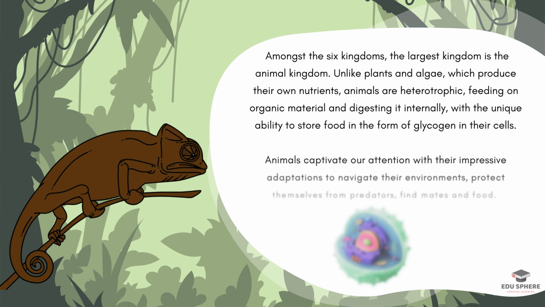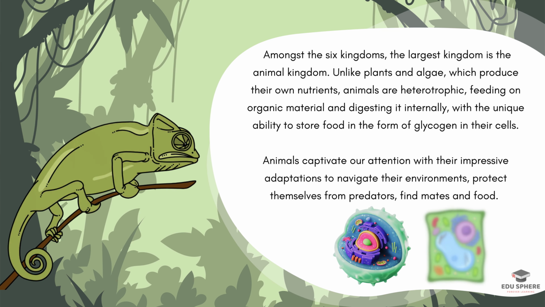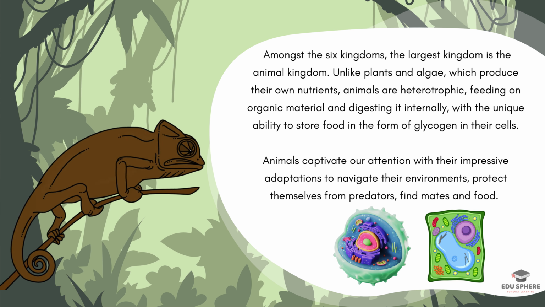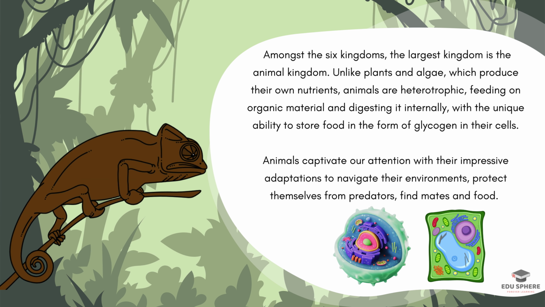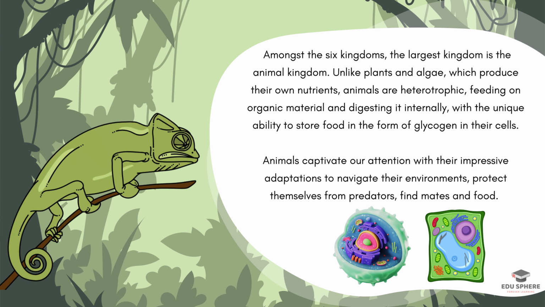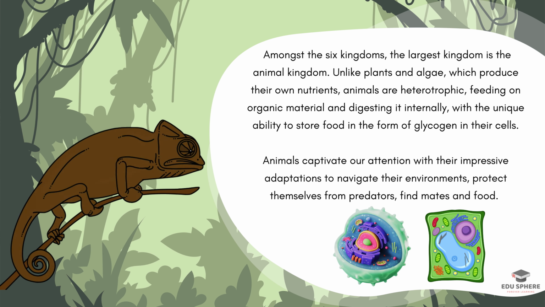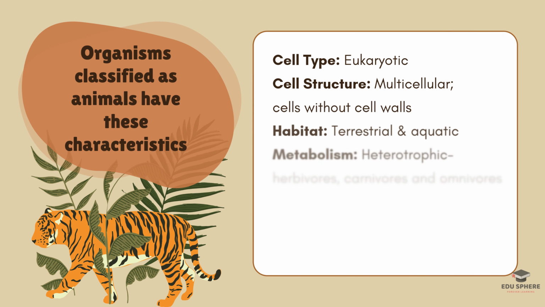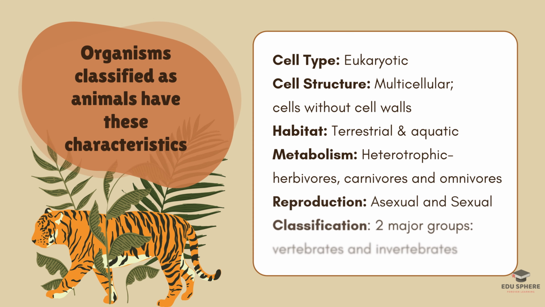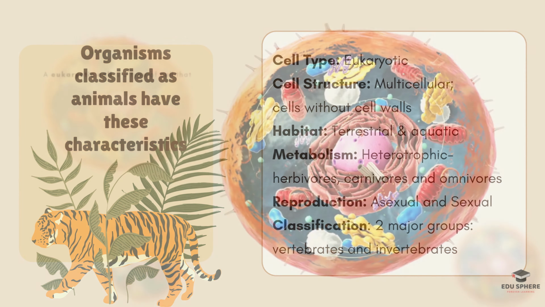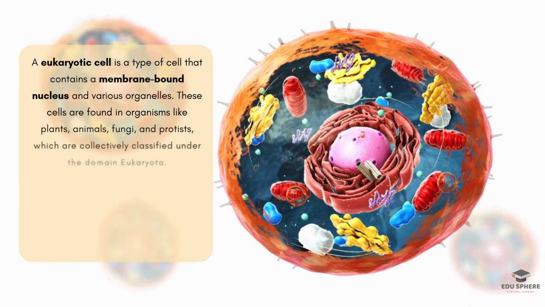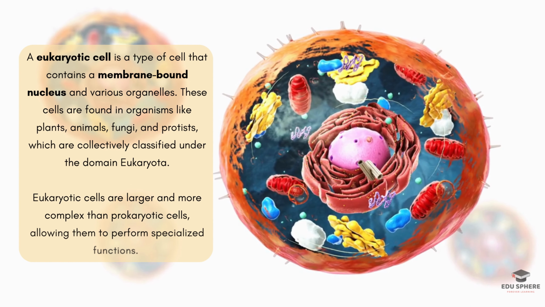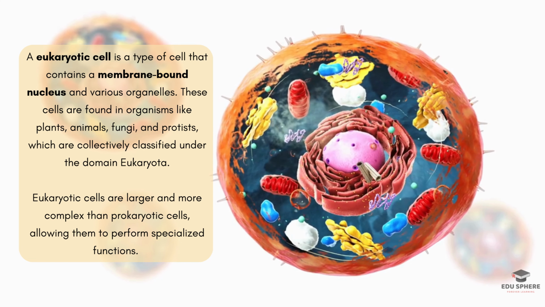Like plants, animals are multicellular, but unlike plants, their cells do not have cell walls. Animals live on land and in water, and reproduce either asexually or sexually. They are heterotrophs, or organisms that obtain nutrients by consuming other organisms. Animals digest food internally, and store energy in the form of glycogen. Animal cells are eukaryotic, which means they possess a clearly defined nucleus, with a nuclear membrane.